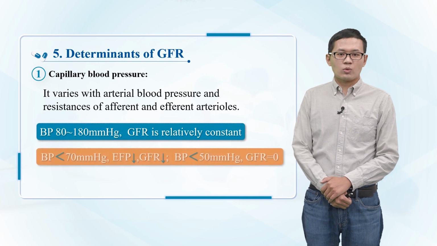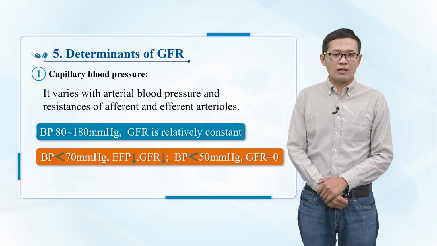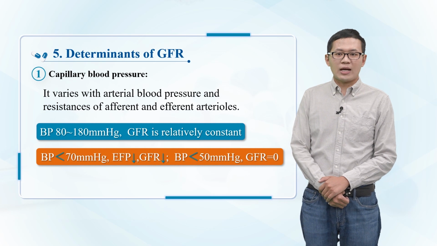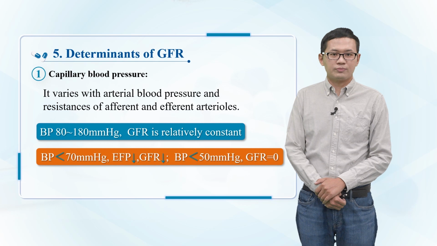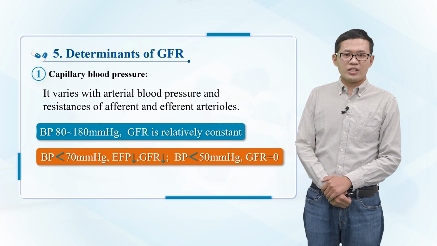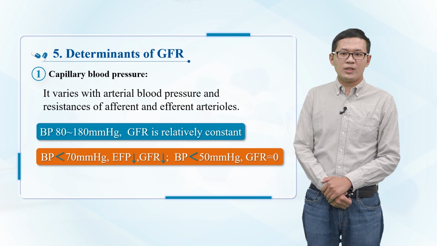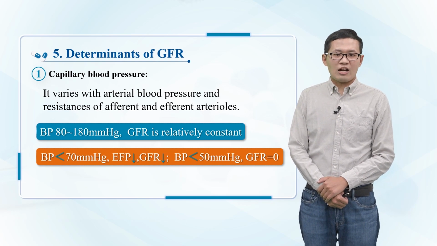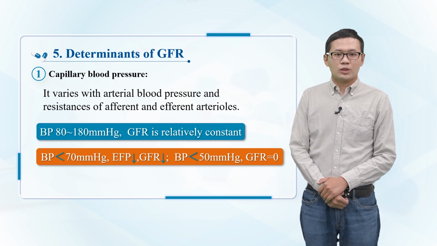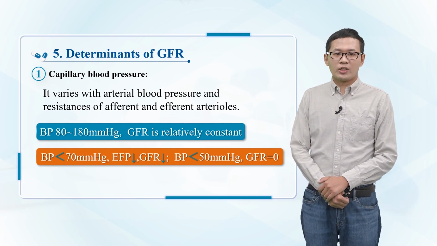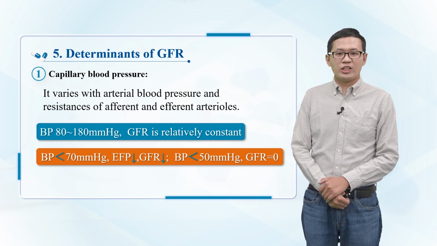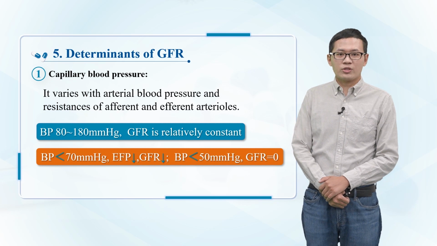Capillary blood pressure is one of the determinants of GFR. It varies with arterial blood pressure and resistance of efferent and afferent arterioles. When blood pressure is between 80 and 180 mmHg, GFR is relatively constant. When blood pressure is less than 50 mmHg, GFR is almost zero.